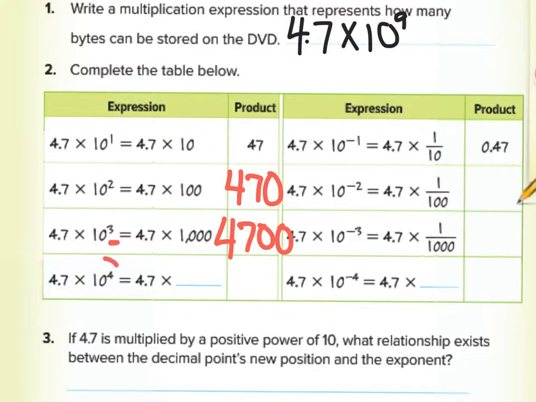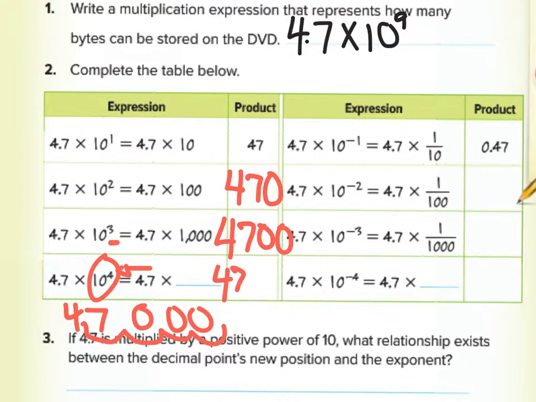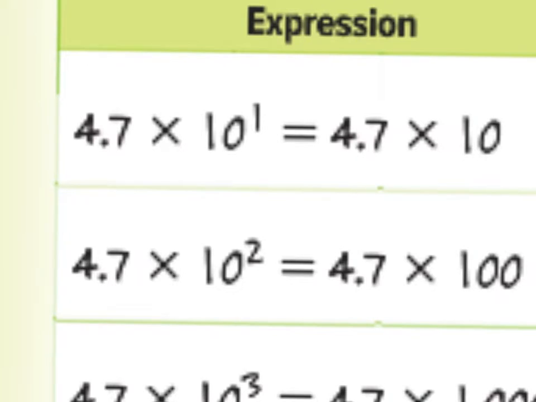And again, continuing with that pattern, now it's going to move 4 places to the right. So if it's 4.7, and it's 10 to the 4th power, it's going to go 1, 2, 3, 4, right? So another 0 there, another 0 there, another 0 there, and it becomes 47,000. So we just moved the decimal to the right each time, and that's because we have a positive exponent.